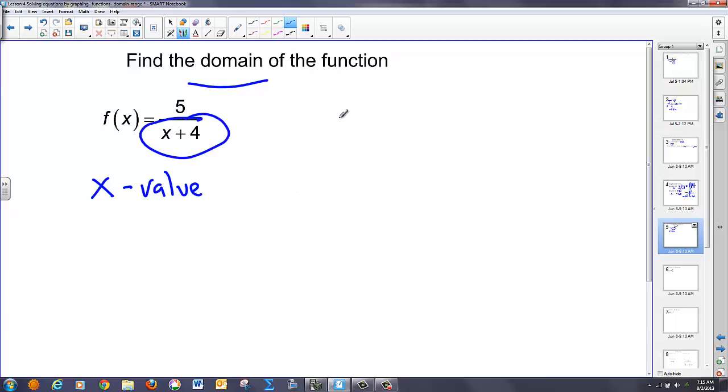Well, I can simply set it equal to 0 and solve, even though we can probably see that pretty cleanly just by looking at it. I notice that when x is equal to negative 4, my denominator is 0. Therefore, the domain are all x's not equal to negative 4.